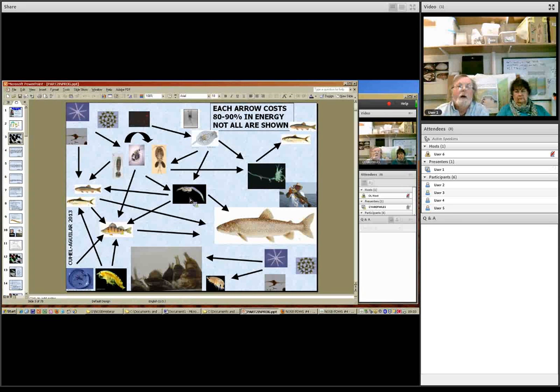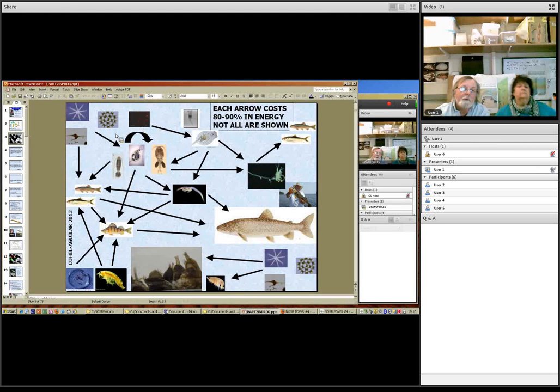Up here are the phytoplankton. They are the algae, the photosynthetic primary producers. And here are the tiny, tiny algae, the picoplankton. Here we have the zooplankton, which are the primary herbivores and the primary carnivores on each other. And then here we have the microzooplankton, which are tiny animals that can eat tiny algae.